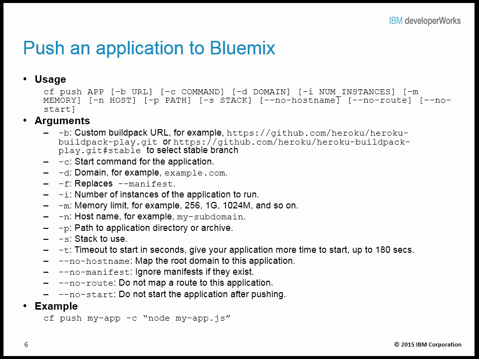The push command in the CF CLI allows you to deploy and start your application in Cloud Foundry. Here you see some usage and arguments. For example, you can use -c for the start command of the application, -d for the domain, -f for manifest, -i for the number of instances of the application to run, -m for a memory limit, for example 256, 1G, 1024, and so on, -n for the host name, and -t for timeout to start in seconds.